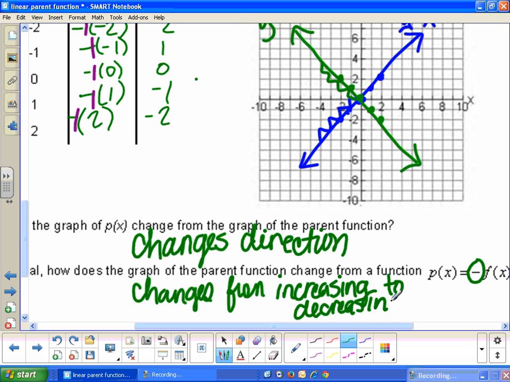So those are our basic transformations. We have adding something to the end makes it go up or down. Change the number in front of x, makes it steeper or less steep. Adding a negative is going to flip the whole thing around.